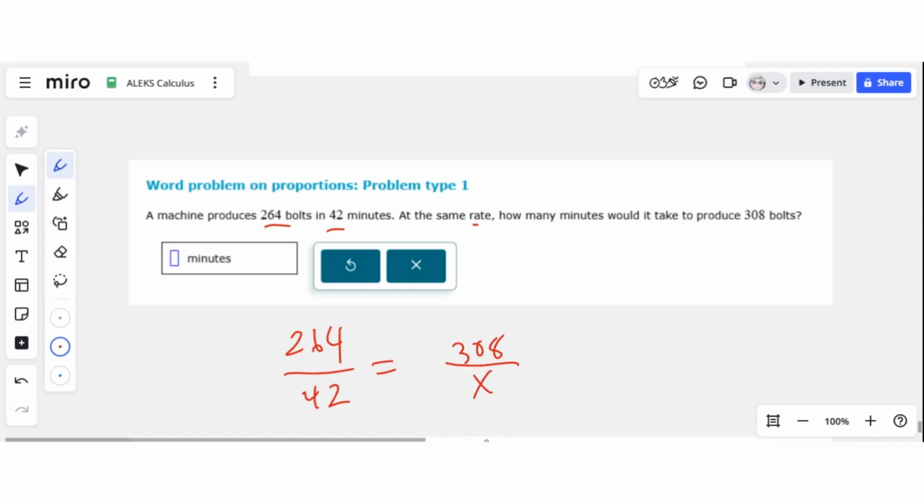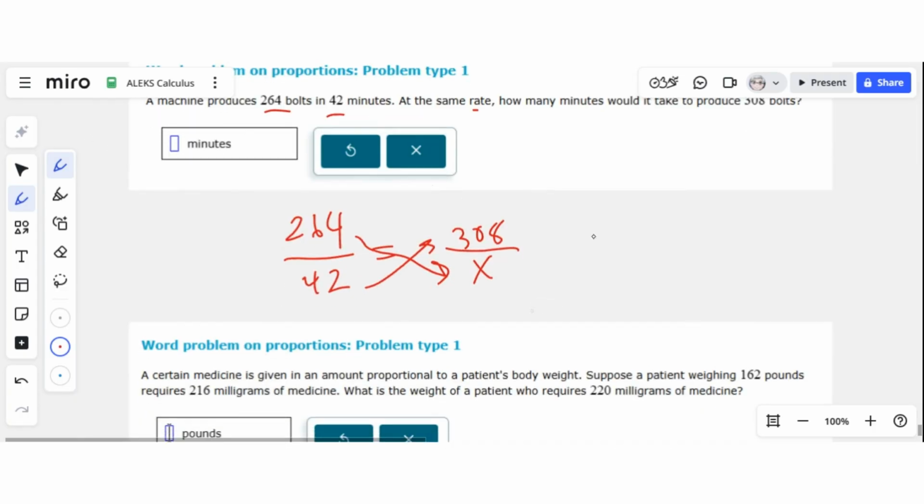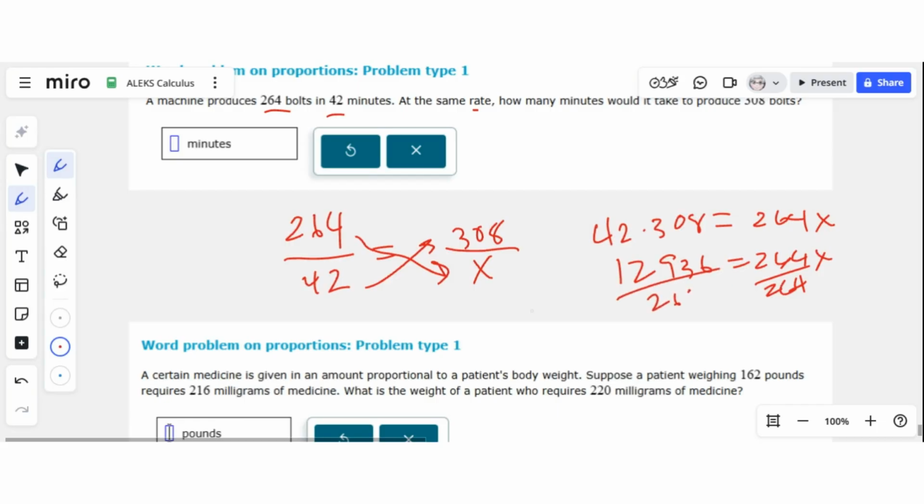When you set up a proportion like this, you can use it to solve for the variable in a pretty easy way. We do this technique called cross multiplying. So you take the diagonals, multiply them together, and set them equal to each other. So this would be 42 times 308 on one side, and set equal to 264 times x. And let's see, 42 times 308 is 12,936. And then to solve for x, we divide both sides by 264. And that is going to be 49 minutes. So our answer there is 49 minutes.